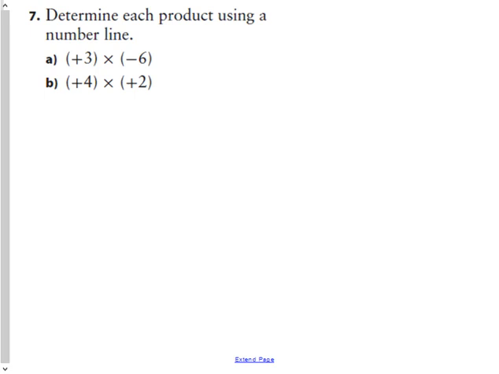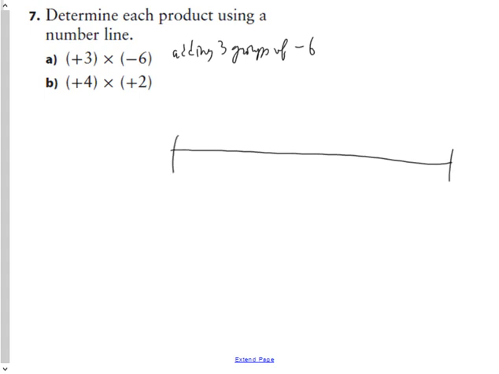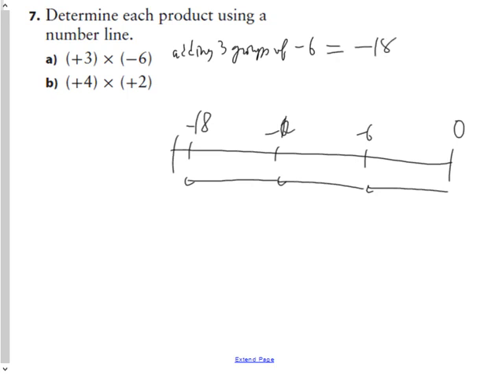Question 7, determine each product using a number line. So adding 3 groups of negative 6. Since I'm adding negativity to something, I'm going to start at 0. So 1 group of negative 6, 2 groups of negative 6, 3 groups of negative 6. Sorry, this is negative 12 here, and this is negative 18. So adding 3 groups of negative 6 will result in a product of negative 18. And the second one, B, adding 4 groups of positive 2.